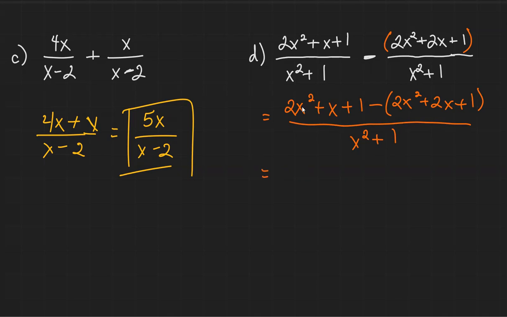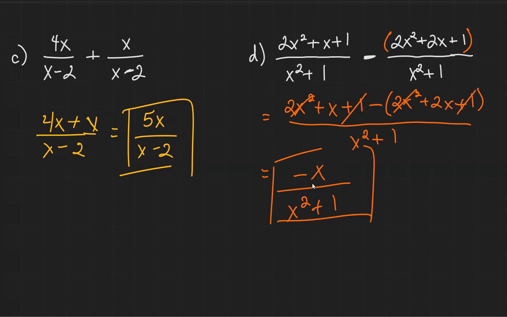Okay, let's do it. So 2x squared minus 2x squared, those are going to cancel each other out. x minus 2x, that's negative x. 1 minus 1, those also cancel each other out. So I just have negative x in my numerator, over x squared plus 1. Can I simplify this? No.